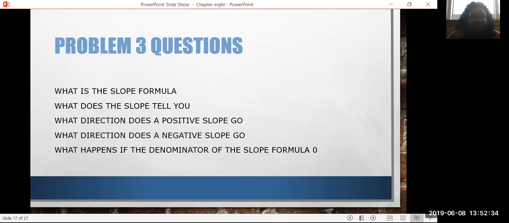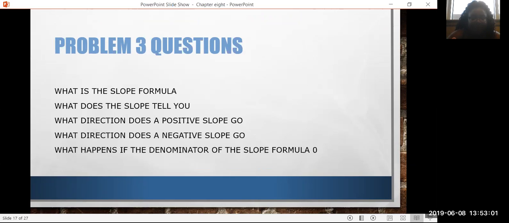And then if you're doing the slope formula, you need to know what it tells you. I mean, you can do a formula all day, but if you're not understanding what you're getting with that formula, you're not going to really have much use for it. So I said that what slope does for you is it tells you how far apart each point is from the others, and the rise over run form. Sorry. And my third question is, what direction does a positive slope go?